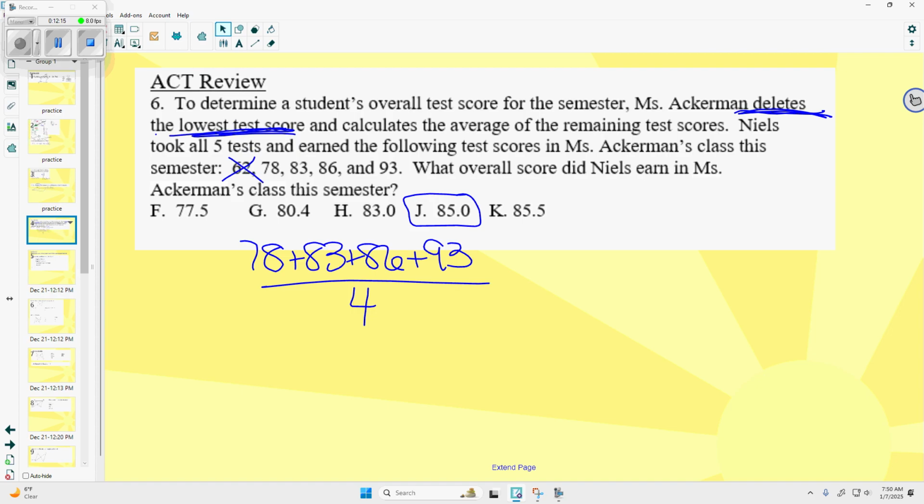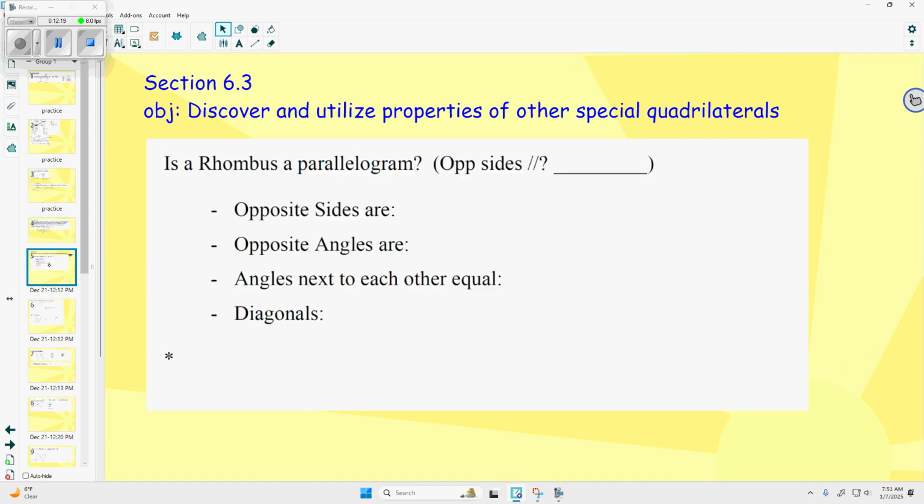All right, today we go to our other special parallelograms, starting with a rhombus. So, is a rhombus a parallelogram? Are the opposite sides parallel in a rhombus? Yes? Okay. What do we know then about the opposite sides? They're congruent.